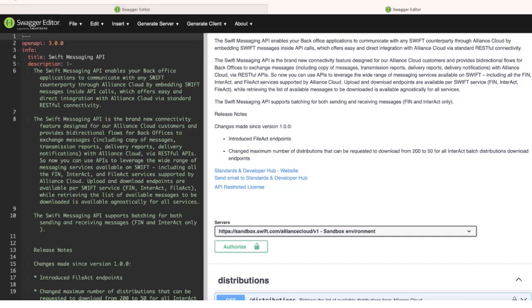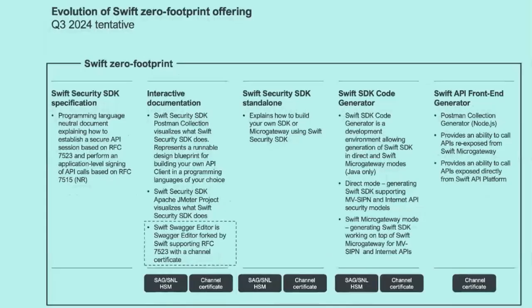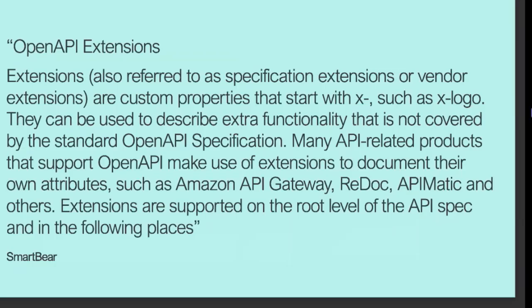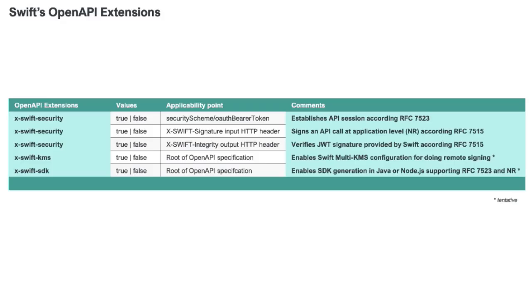Now, a point of attention. And that's something that you will see very soon published on Swift Developer Portal, right? In Swift Swagger Editor, we exploit so-called Open API extensions, because each company can introduce its own Open API extension addressing different attributes of the Open API specification. So we decided to come up with a number of Open API extensions, effectively allowing us to unlock specific functionality in Swift Swagger Editor, which I'm going to demonstrate in a moment, right?